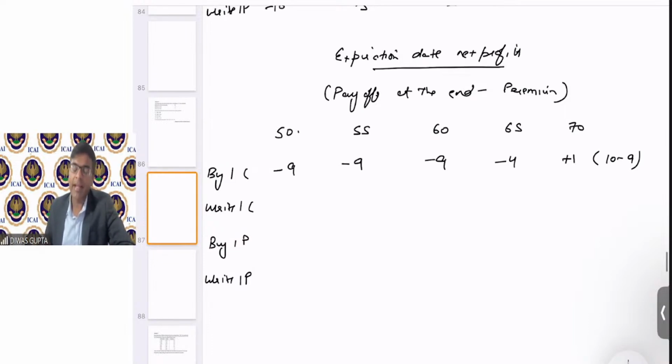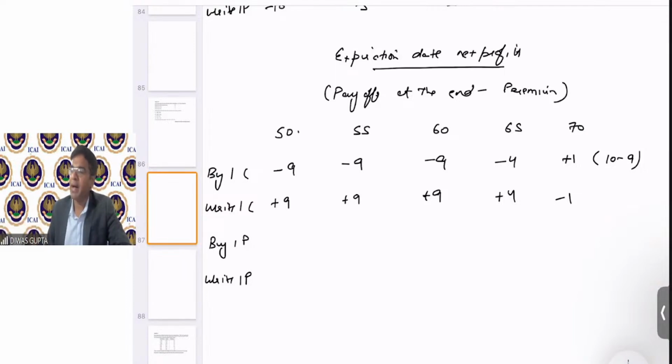Then writing one call option. Writing one call option means there will be an income. Correct? Till here. Now at the rate of 65, I have written one call option. I have received 9 rupees, but I have to pay 5 rupees. So net, my gain is 4 rupees. Similarly, at 70 rupees, I have received 9, I have paid 10. So net, there is a loss of 1 rupee. Okay, students?